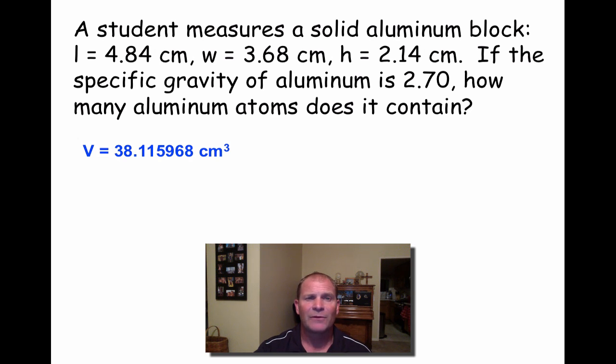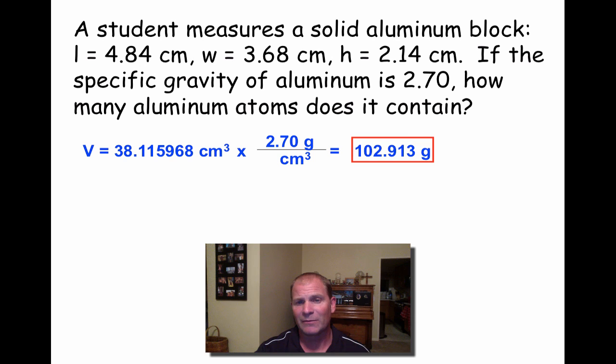So I first of all multiply my 4.84 times my 3.68 times my 2.14, and I get 38.115968 centimeters cubed. Again, I'm not worried about sig figs at this point in time. But then I plug in my specific gravity, 2.70 grams per centimeters cubed. I put grams over centimeters cubed for one reason only. My centimeters cubed cancel out and I end up in grams. Now I'm in mass, and now I can get to my roadmap.